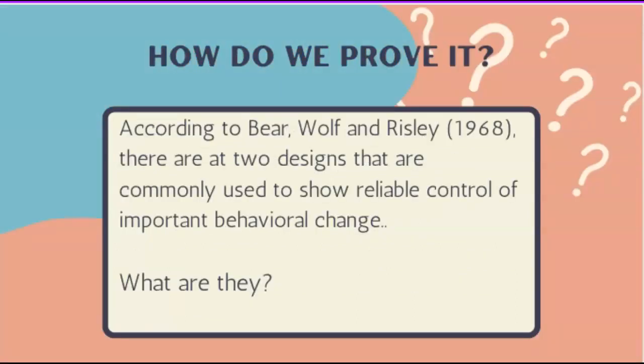How do we prove this? According to Baer, Wolf, and Risley, there are 2 designs that are commonly used to show reliable control of important behavioral changes. What are they?